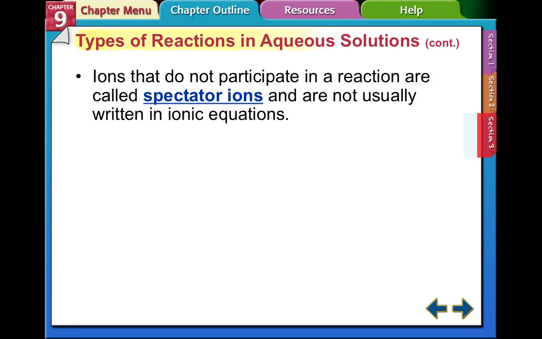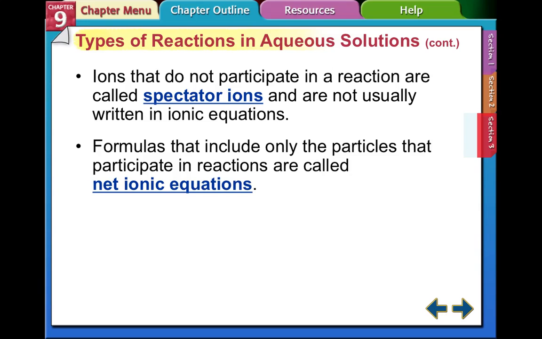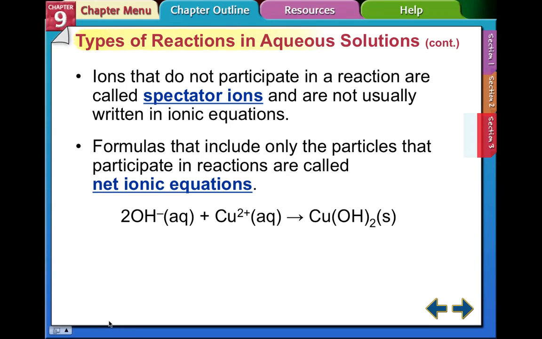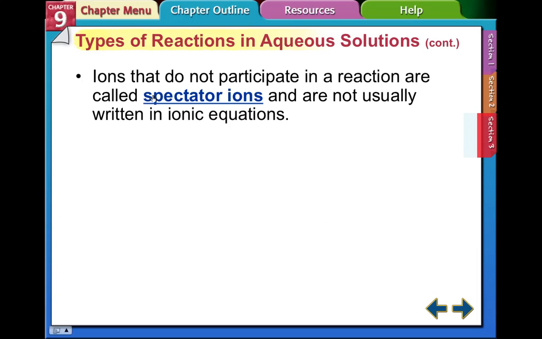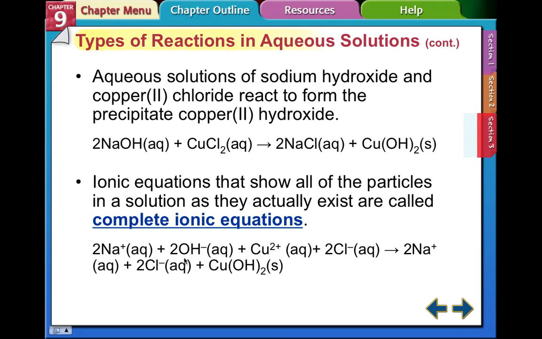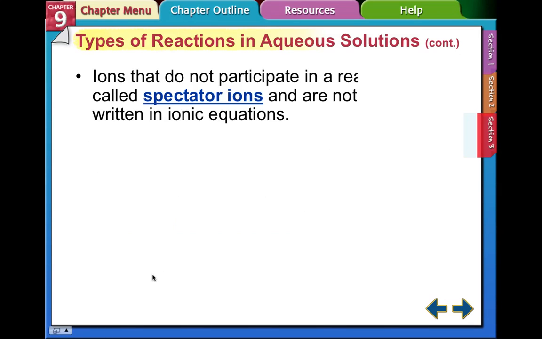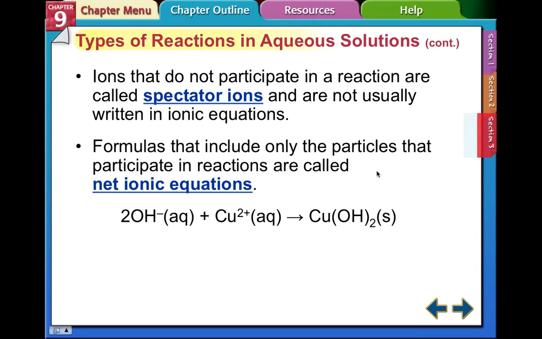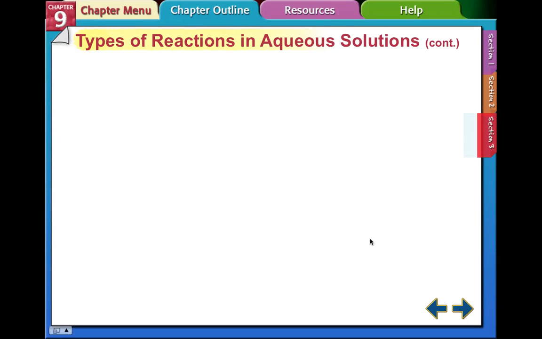Ions that do not participate in a reaction are called spectator ions, and they are not usually written in the equation. They are there just to kind of hang out. They really don't participate. Formulas that include only the particles that participate in the reaction are called net ionic equations, and that's where we're trying to get to. So if you go back to the previous equation, you cross out all the spectator ions. You can see that you have two sodiums on this side and two sodiums on the product side. You have two chlorines on the reactant side, two chlorines on the product side. So you cancel those out, and what you're left with is your net ionic equation. 2OH plus Cu2 yields CuOH. Okay? All right.